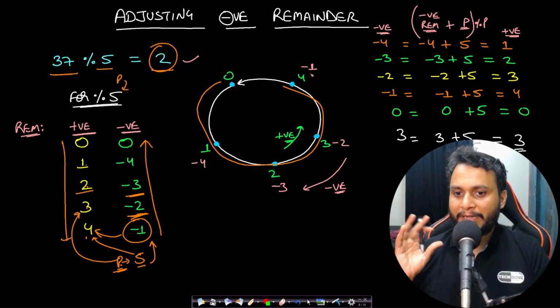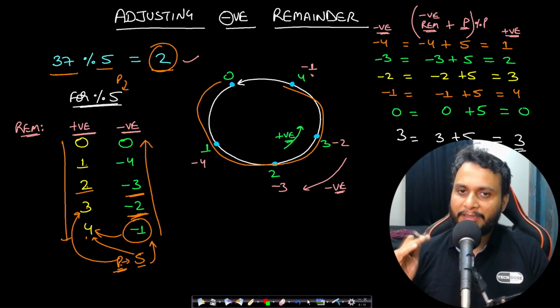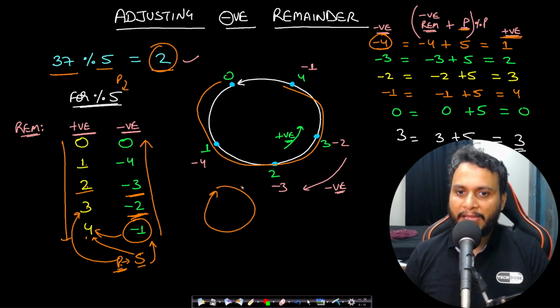So in order to adjust this, even though you get a negative remainder, it should be equivalent to some positive remainder, right? So we will be converting negative remainders to positive. So -4 will be adjusted by adding the p value, because if you add the p value, we are going around the circle one time, and effectively if we take mod of p again, there will be no change, even if the remainder value is positive or negative.